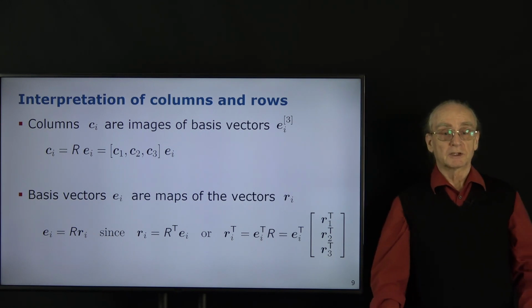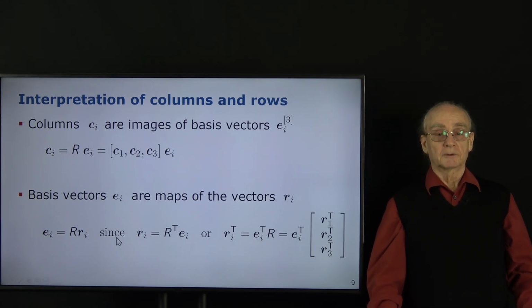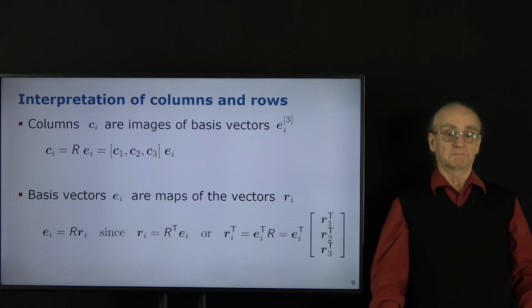row. So in general, we see that if we just put the R transposed on the other side, we see that the unit vectors Ei are the rotated row vectors. That means actually the Ei, the unit vectors, the basis vectors, are the maps of the row vectors of the rotation matrix.